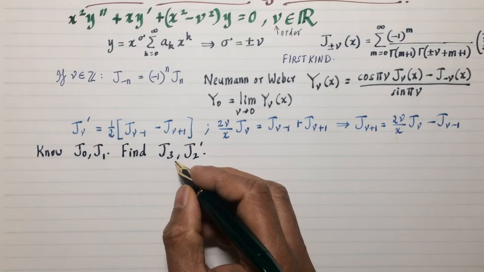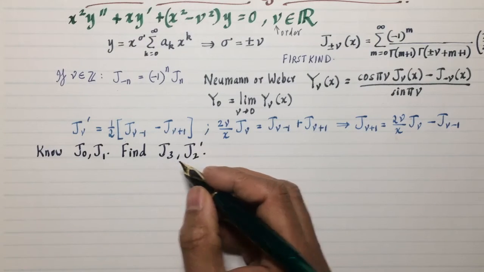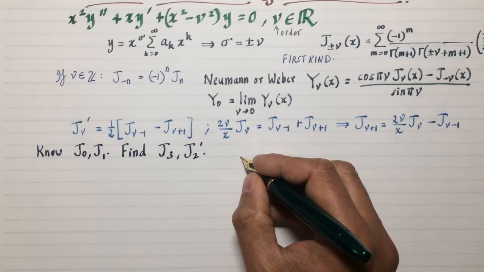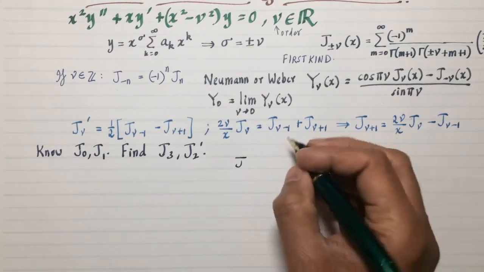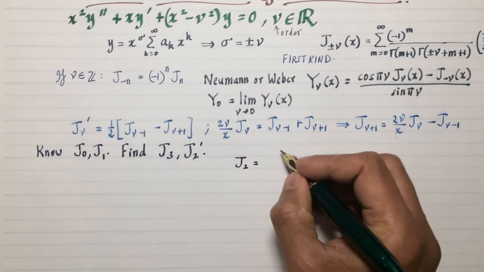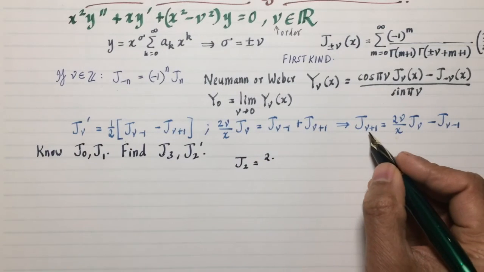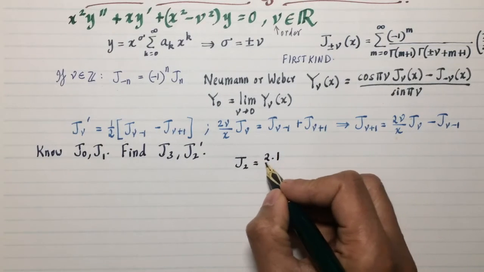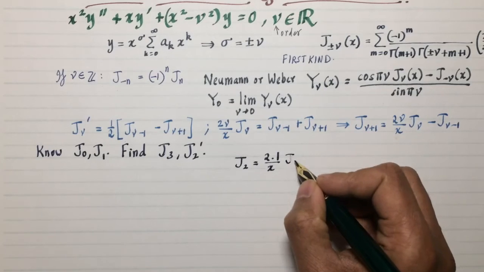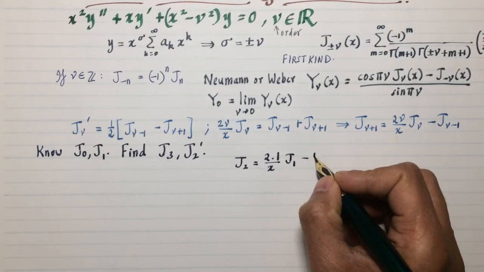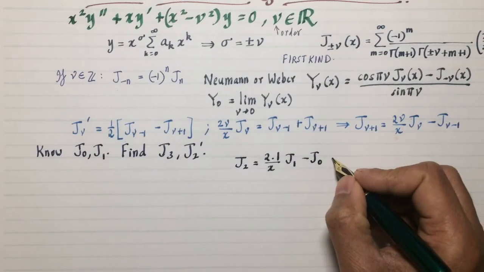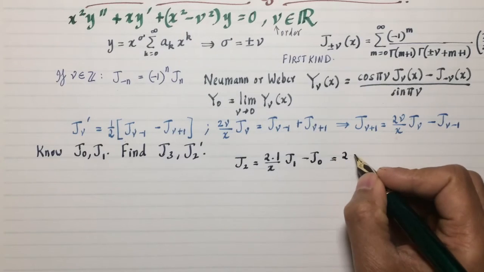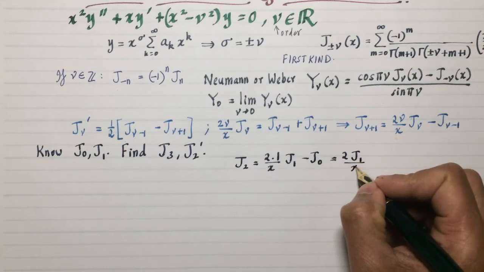Well, to find J3, I'll have to first find J2. So let me do J2 first. By this algorithm, J2 is just going to be 2 times nu, which is equal to 1. So that's 2 times 1 over x J1 minus J0. And that's going to be 2 J1 over x minus J0.